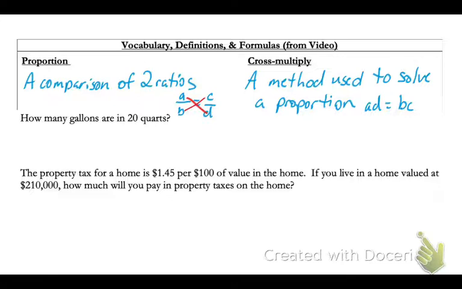So let's jump in and do this conversion that we are familiar with. So how many gallons are in 20 quarts? So now we're going to set up a proportion. Notice we're looking for gallons. So that's going to be our unknown. That will be our variable. And so we'll set up the ratio of gallons to 20 quarts. So we'll say X gallons over 20 quarts.